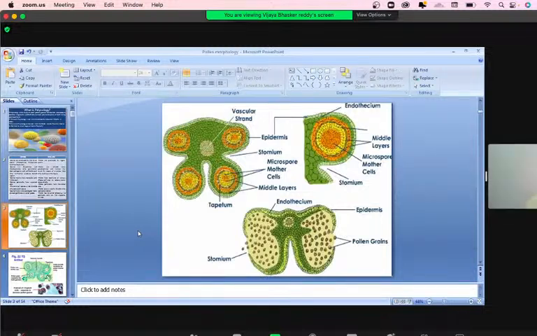This is the diagram where you can see the dithecous anther, where you can find the four locules. There are two types of anthers, monothecous and dithecous. Whenever you see the dithecous anther, you can see the four locules, and each locule has microspore mother cells. They undergo division and produce these pollen grains. Once they attain maturity, there is a place called the stomium, which is very hygroscopic in nature. From there, it releases the pollen grains out.